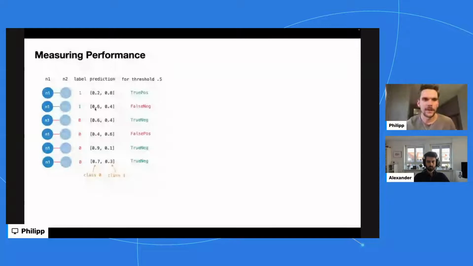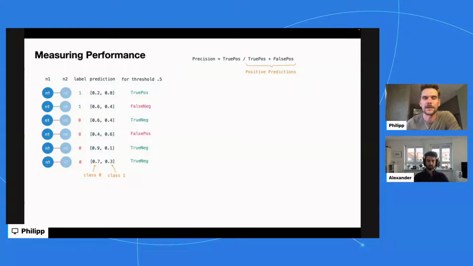Or if we classify it wrong, we get a false negative in this case, because we would classify it as negative, but actually it's positive, so it's a false negative, and so on. And there are 4 classes of errors we make: true positive, false positive, false negative, and true negative. And these we can use to optimize our threshold that we set.